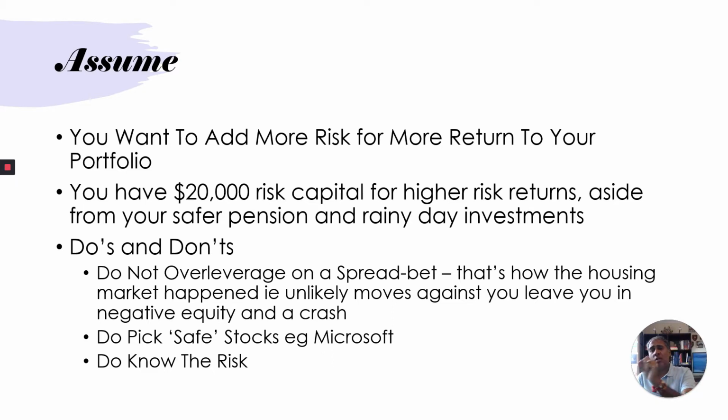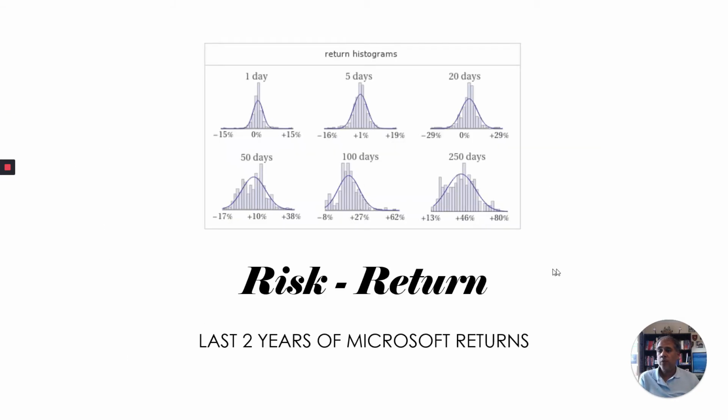I'll explain that. Do pick safe stocks if you're going to do the strategy I'm going to describe. And by safe, I mean Microsoft. Why is it safe? I'll explain why in a second. And do know the risks, which means look at the maths that I'm about to show you. This is the last 2 years of Microsoft returns. Over a 250-day period, these are the days in which they've generated different returns. Okay, and there you go. So that's the risk return and the return histogram, as it were, of Microsoft over a 250-day period.